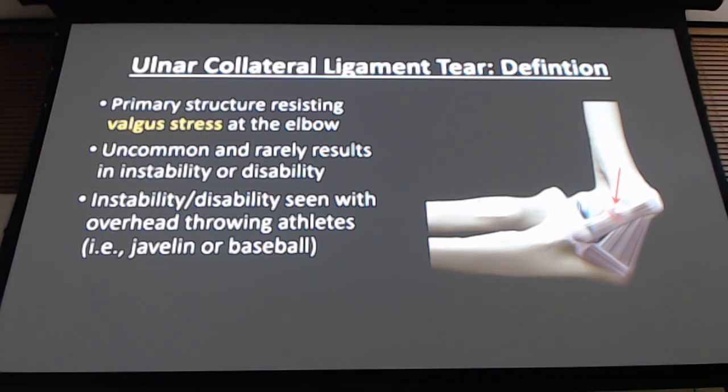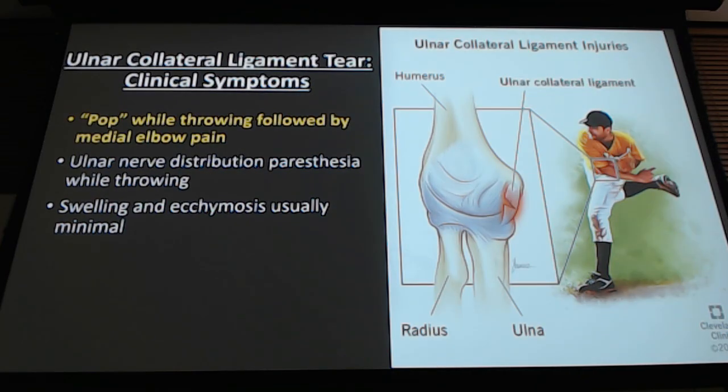Uncommon, right? But they can result in instability and or disability. So that's significant, okay? Instability, disability is seen with overhead throwing athletes, so baseball pitchers. Everybody heard of the Tommy John surgery? Okay, so if that's somebody's livelihood, you're going to want to address that. Okay, so a lot of times they'll feel a pop.